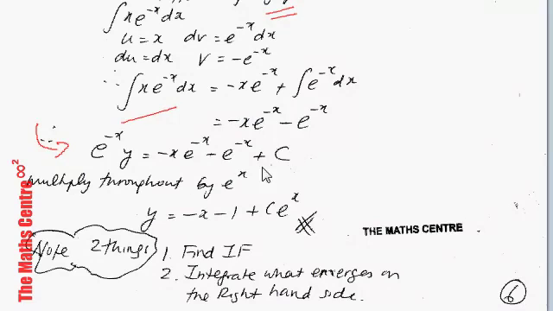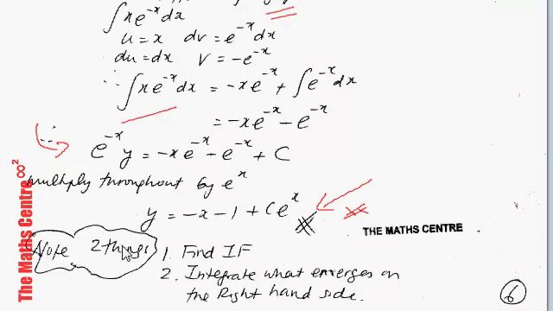Now what I've done is I've multiplied throughout by e to the power of x, so that my left hand side only has y. So I can write my answer down as y equals minus x minus 1 plus c e to the power of x. Another way of looking at it is you divide throughout by e to the power of minus x, you'll still end up at the same answer.